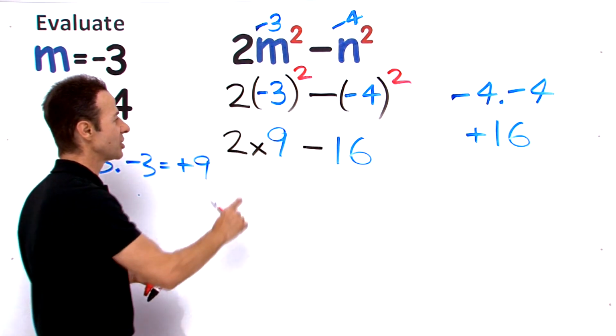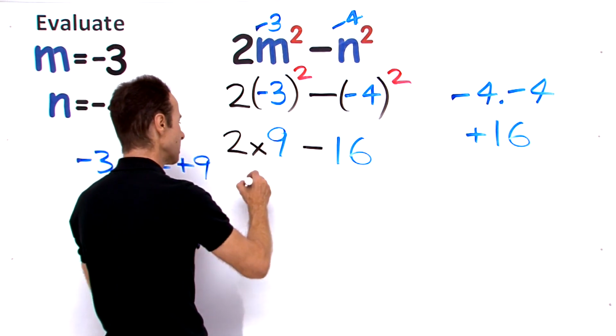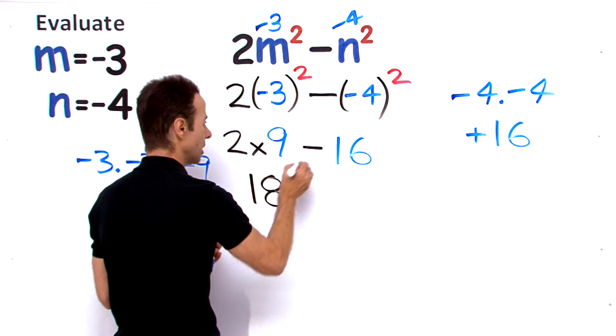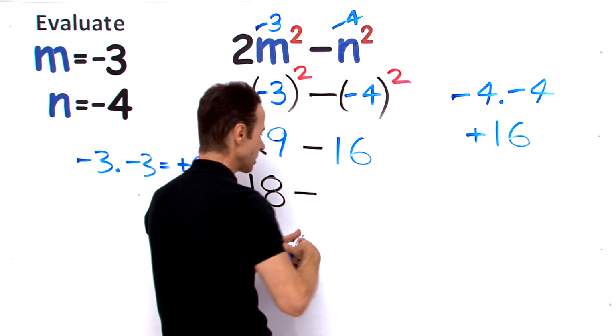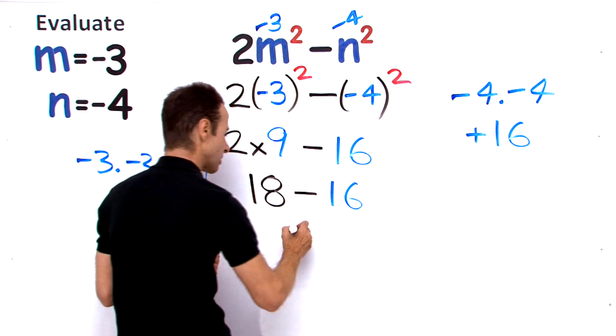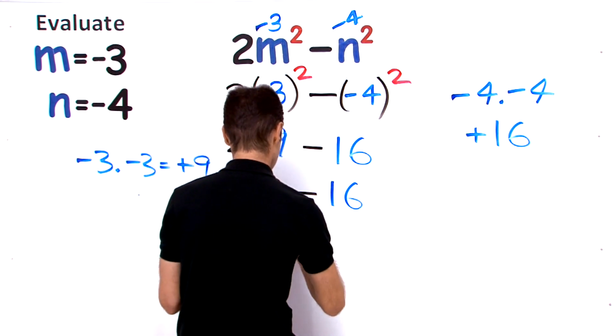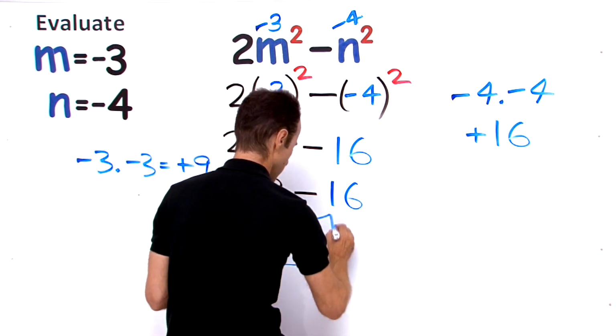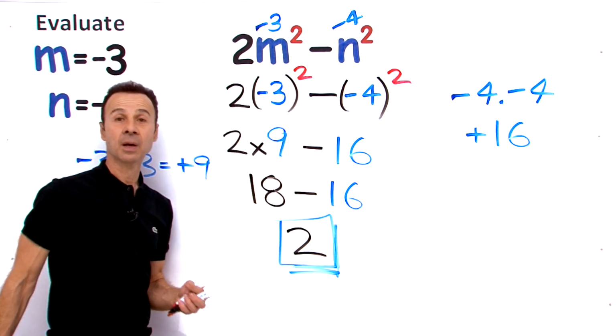Okay, so let's work this out. 2 times 9, that's 18. 18, bring down the minus, minus 16. Pretty easy. 18 take away 16, the answer is 2. And there you go.